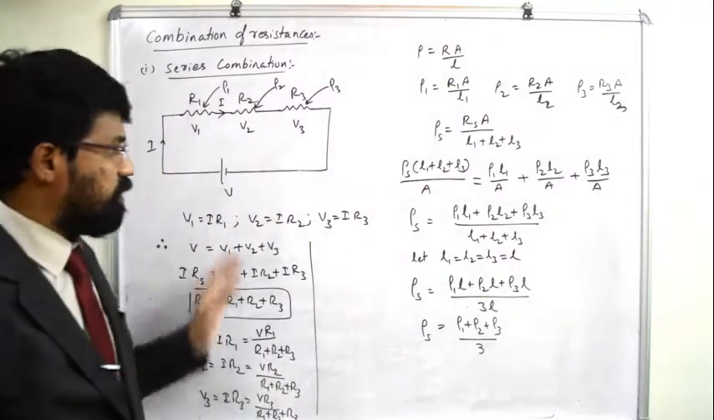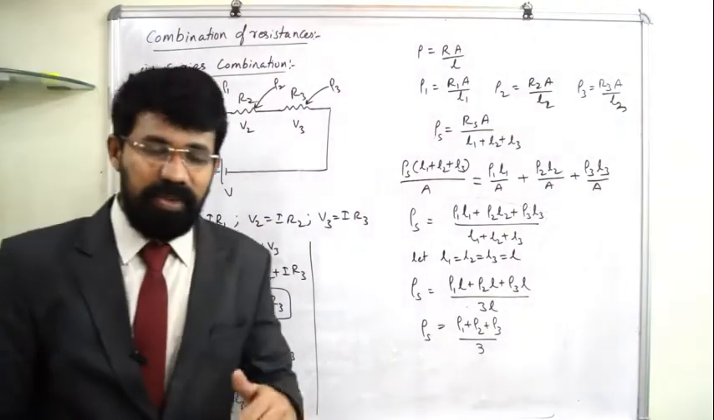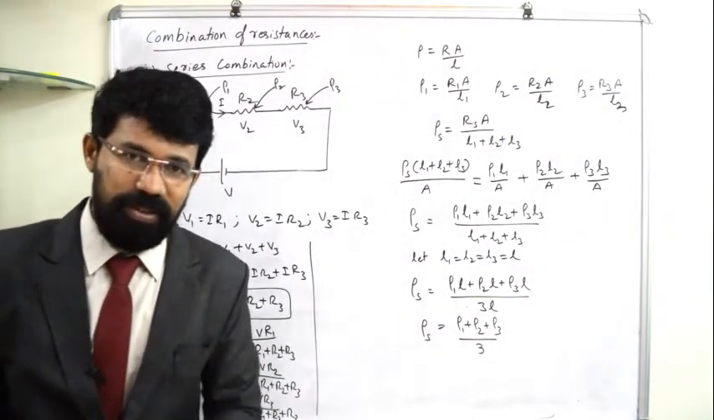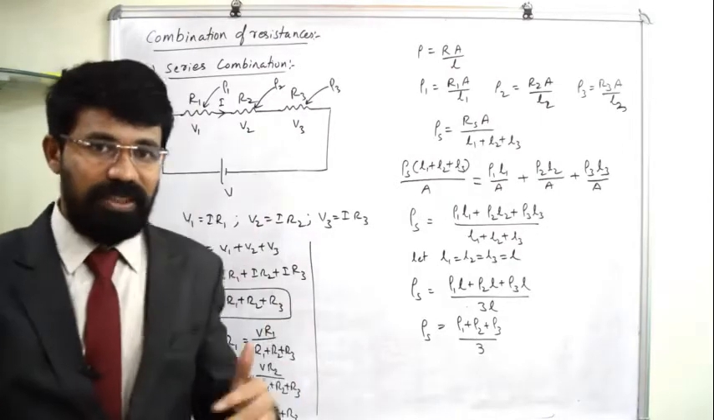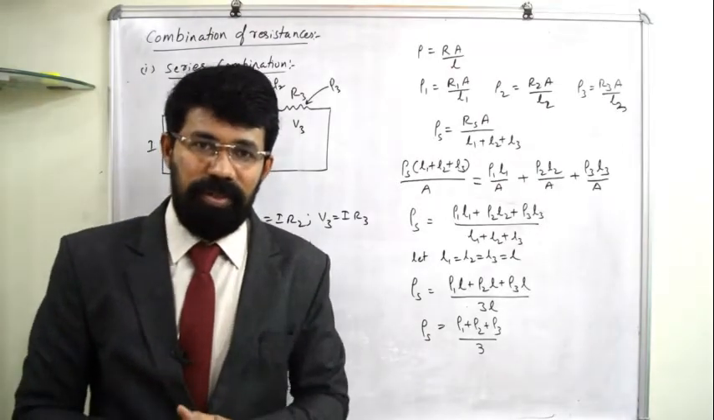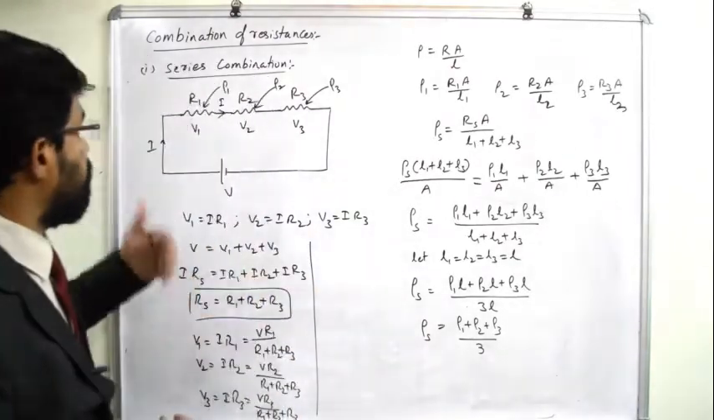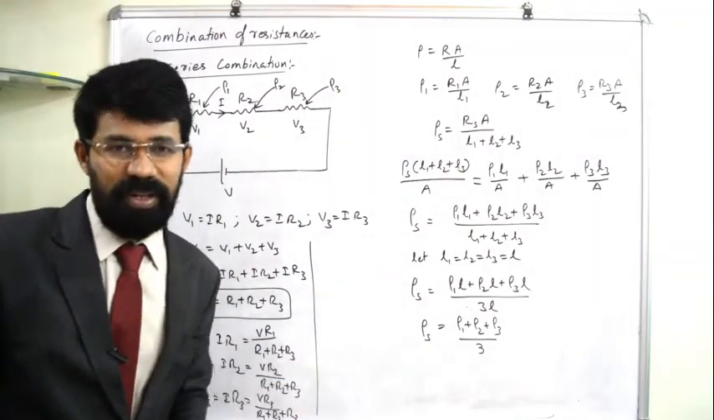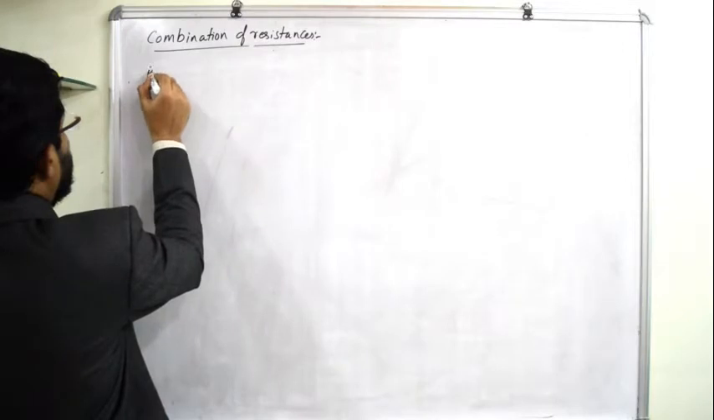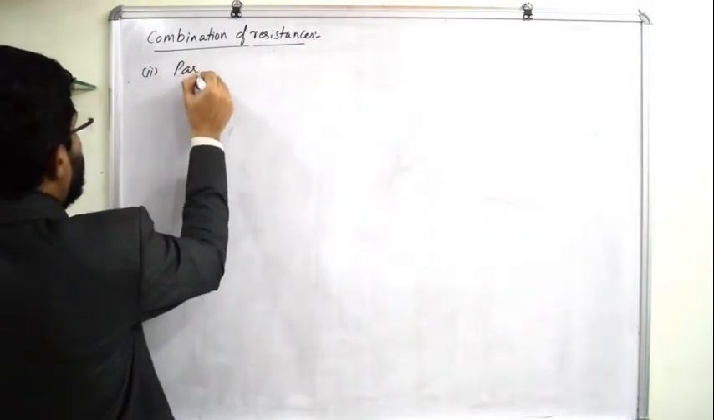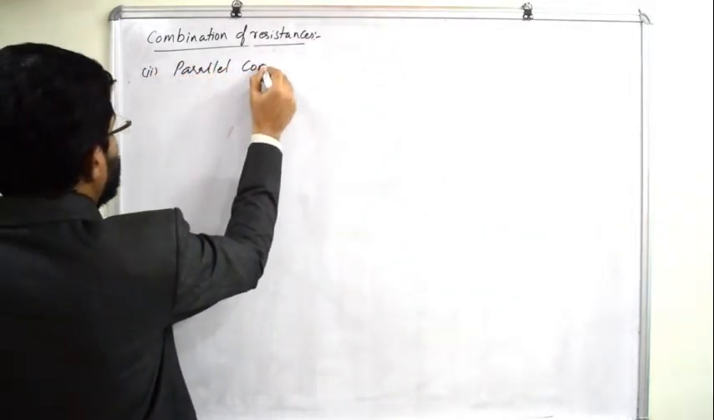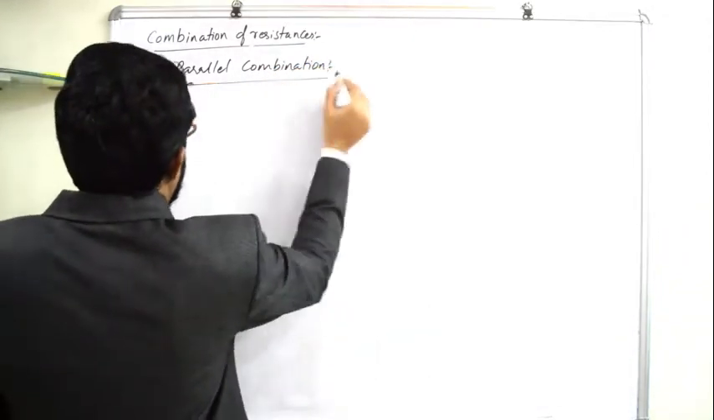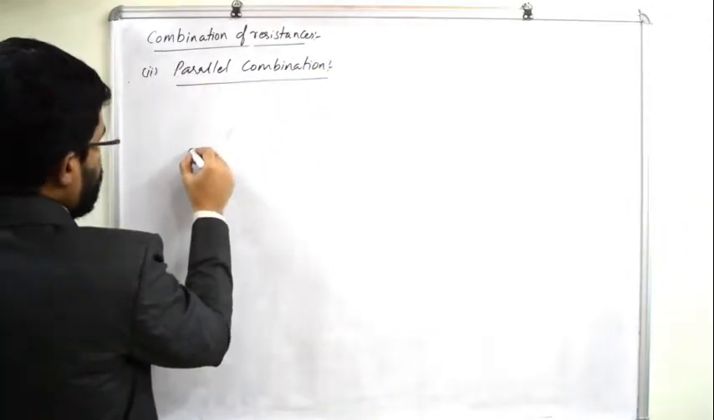These are a few details that you should remember. When we start working with problems in later sessions, we'll make use of these details and try to solve problems. So I'll continue with the parallel combination. This is the series combination. Now I'm going to continue with the parallel combination. I'm going to take 3 resistors like this.